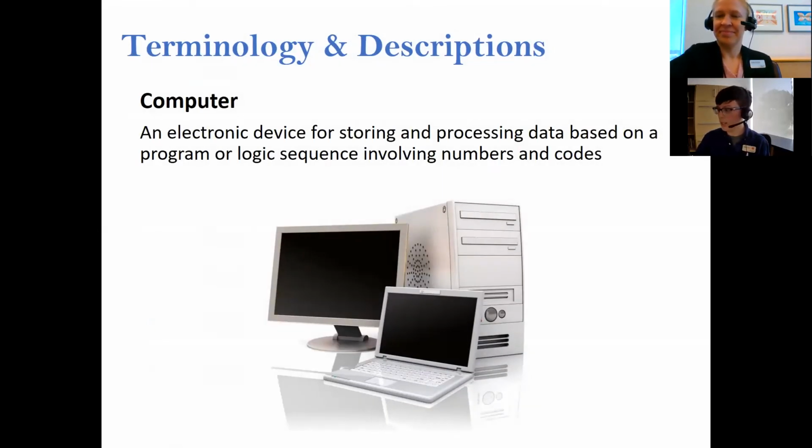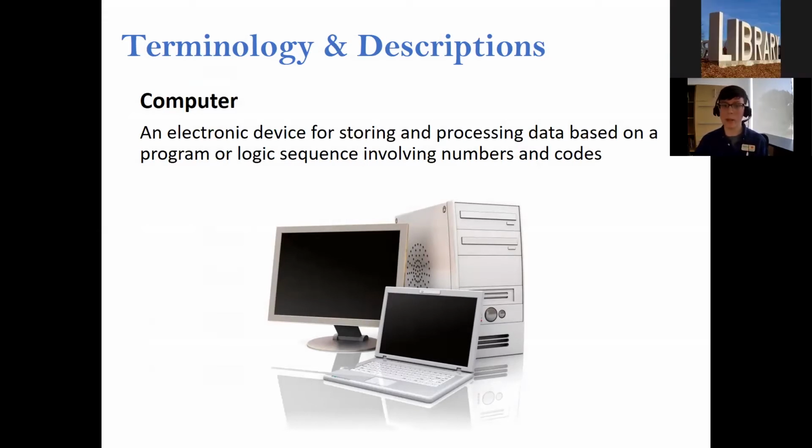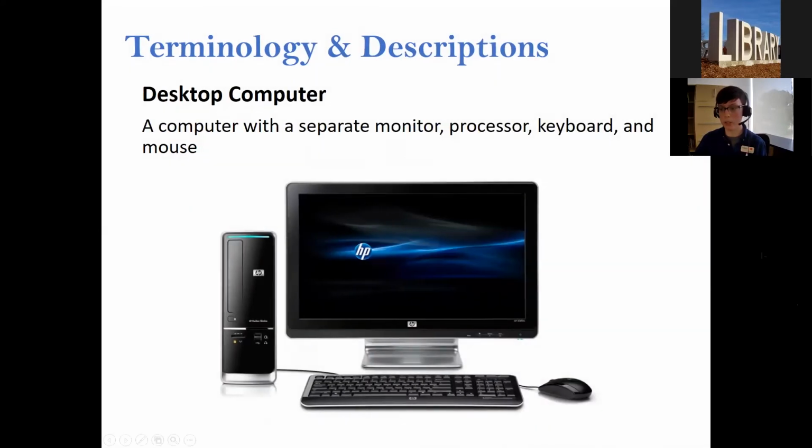Okay, so what's a computer? A computer is an electronic device for storing and processing data based on a program or logic sequence involving numbers and codes. So that sounds sort of jargony. Numbers and codes would be like just the language that computers speak in. And each computer has their own operating system. So we're covering Windows, but there's also like an Apple operating system and a couple other ones, but we won't go into that right now.